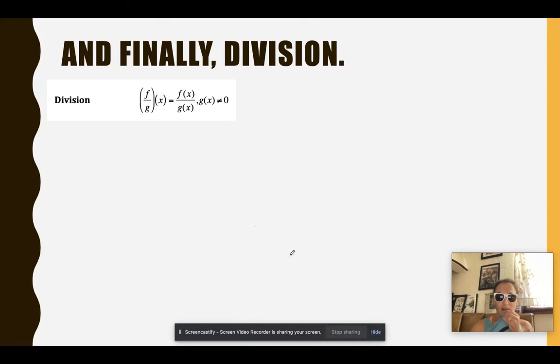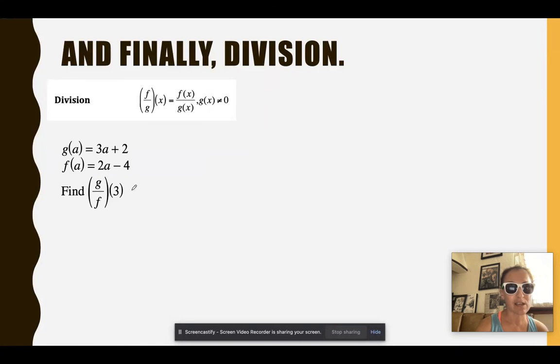Let's look at the next one. Division. Same thing. If you have f over g, that means divide. So you're going to take the f function just the way it is and divide it by the g function. But check out this example.